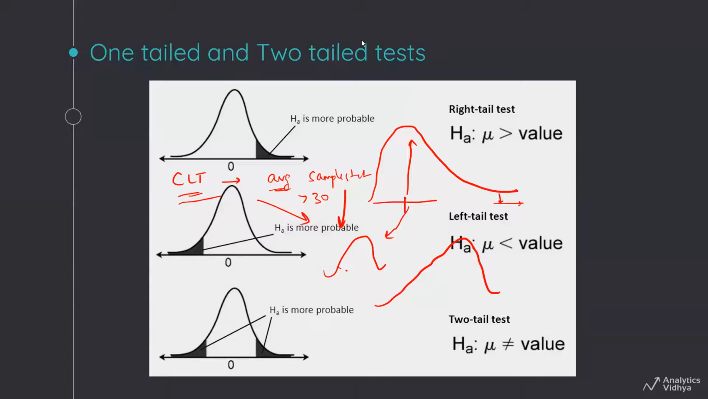But when you're interested to find whether the data is greater than 0 or less than 0, then you go with one-tailed test. So it's basically the question at hand. It's not about the advantage.